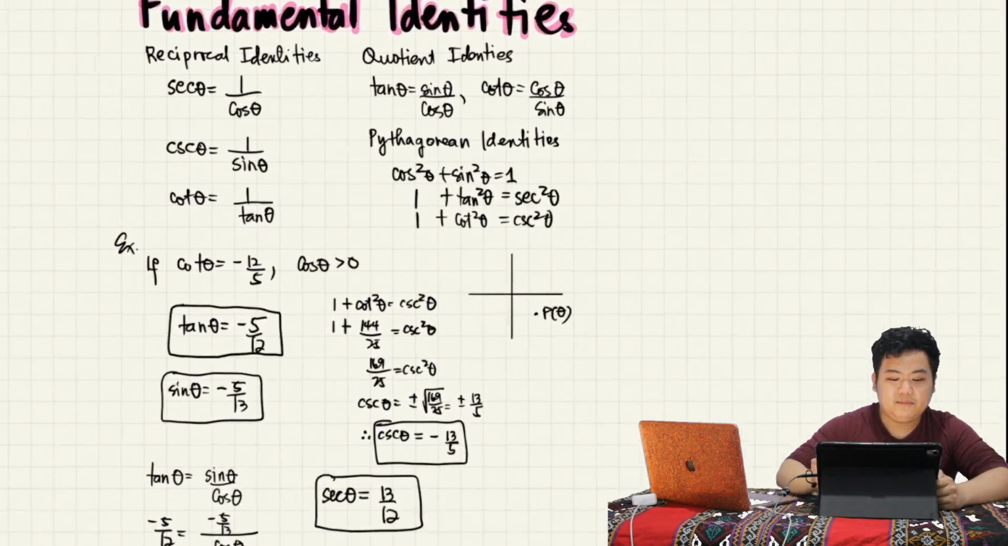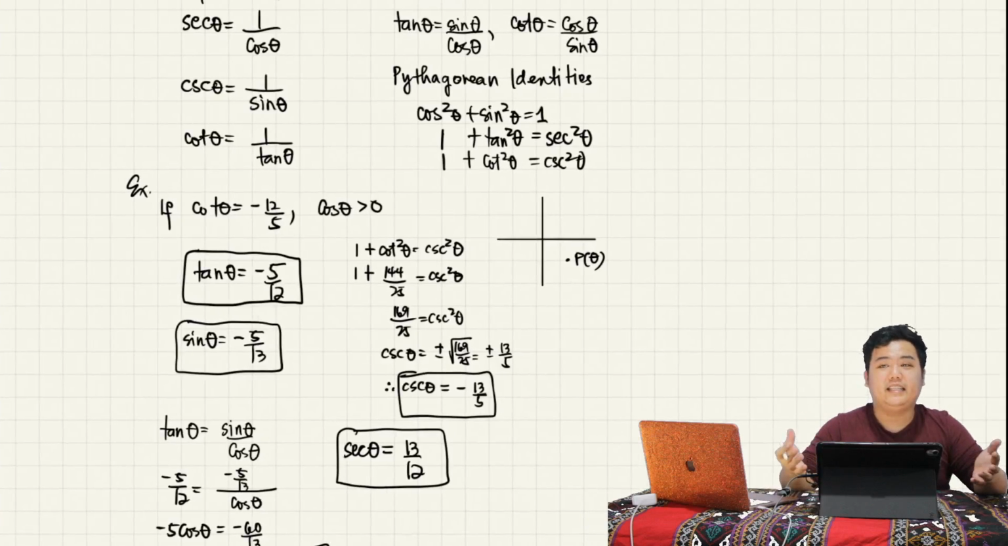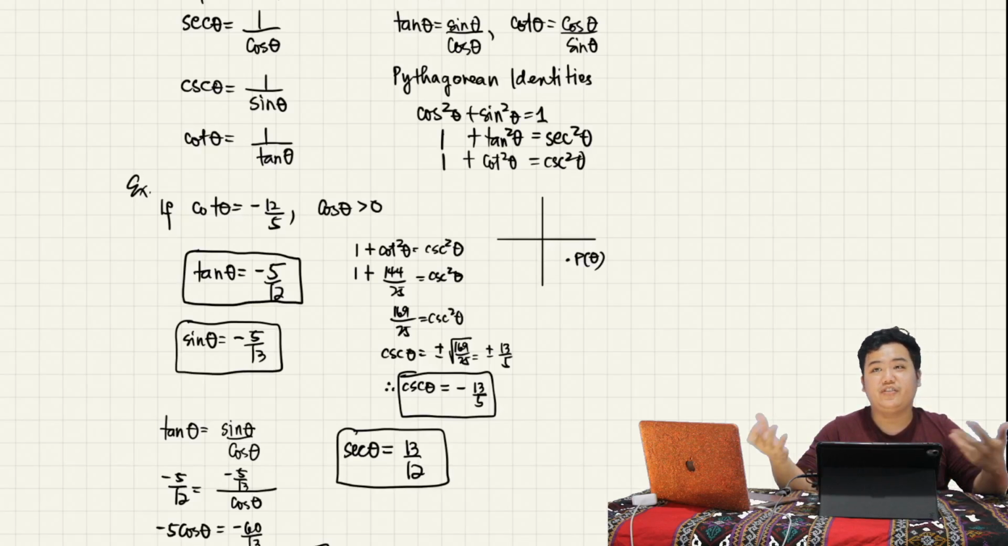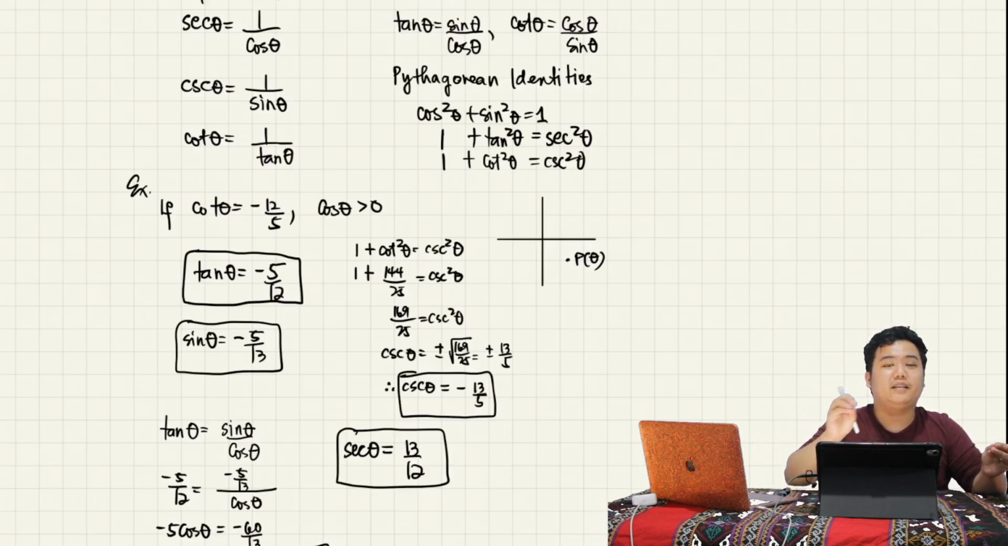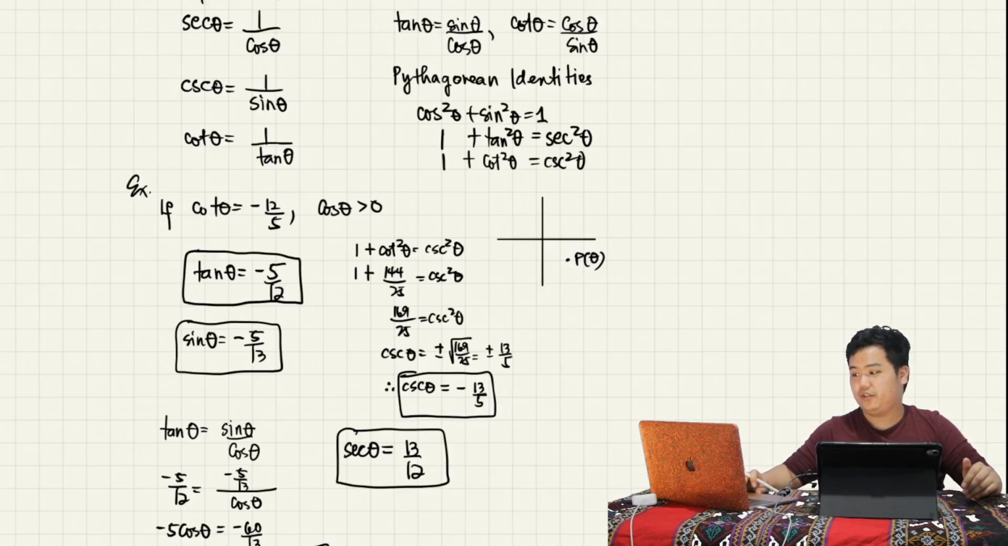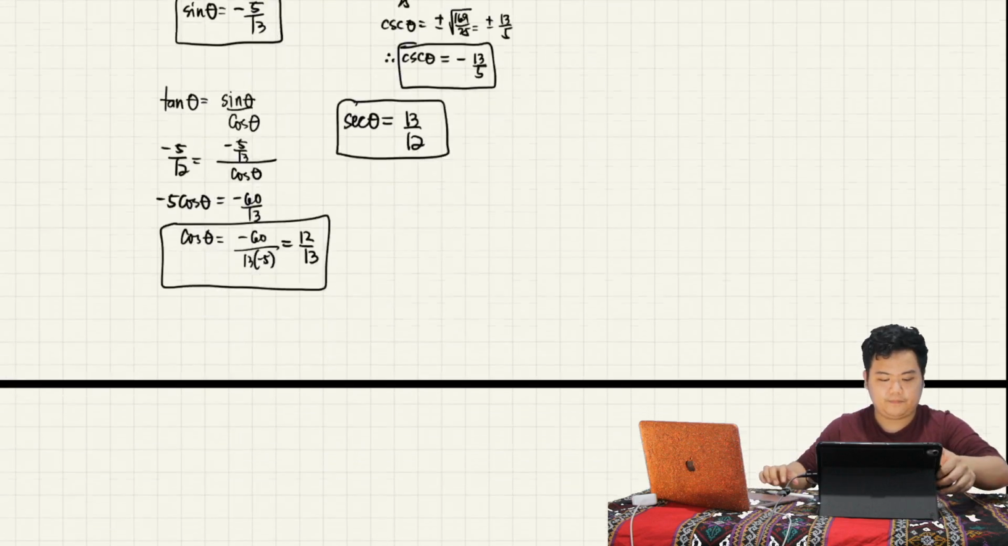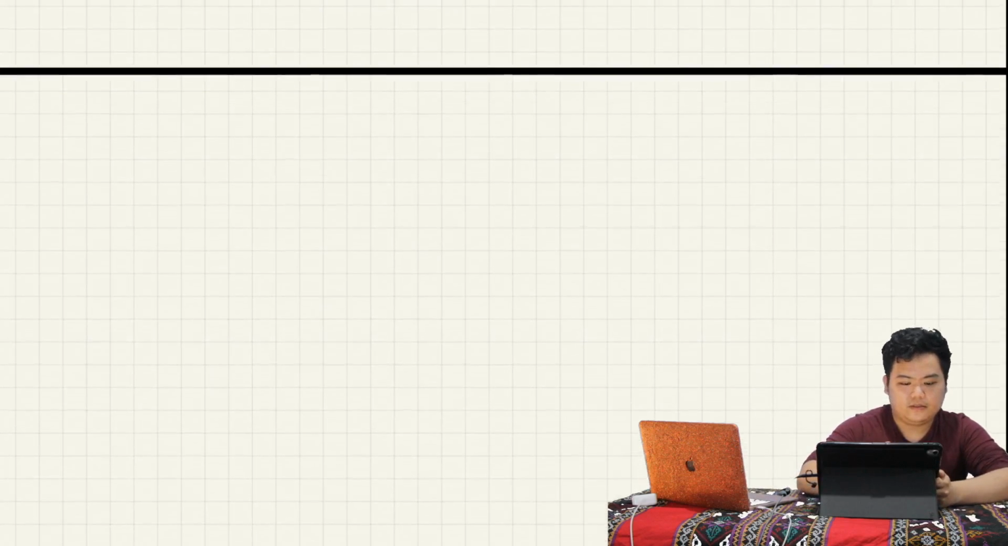Okay. So, ibig sabihin, using the fundamental identities, pag binigyan ka ng isang circular function value and yung restriction sa theta or other conditions dun sa signs ng ibang circular function values, mahanap mo yung other 5 circular function values. Okay, so compute pa tayo ng isa. So, last one.